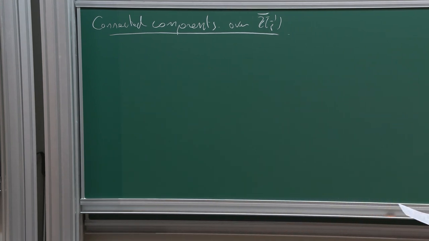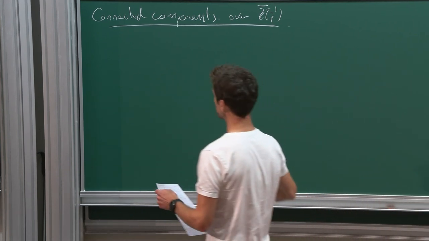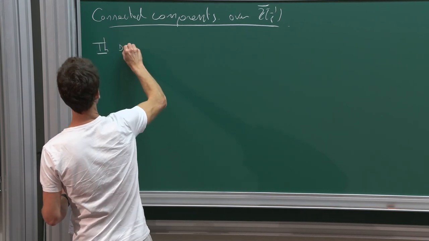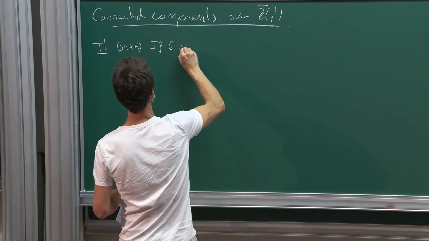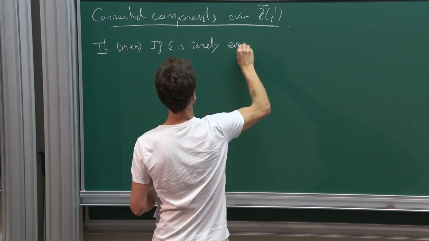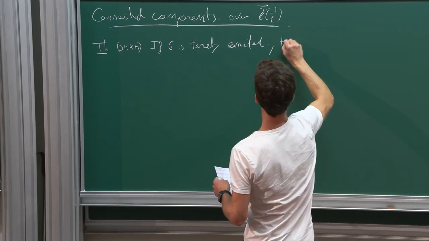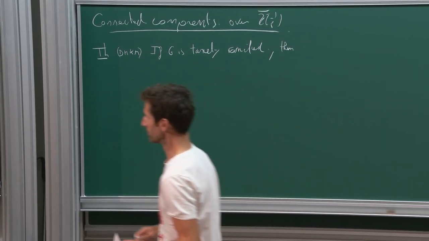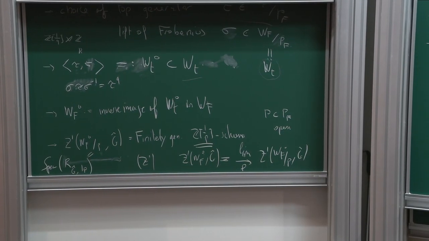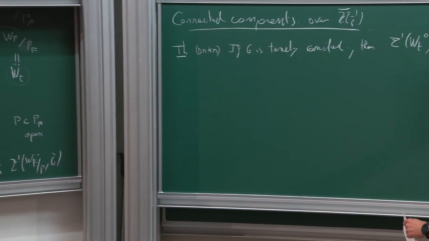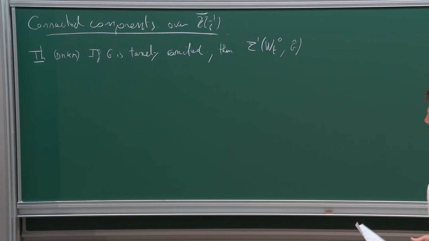And here, over this global base, maybe the first theorem is the following. If G is tamely ramified, and you look at the tame part of this space, which is the part where P equals P_F, so you are just looking at this toy example of our moduli space, then this is connected.